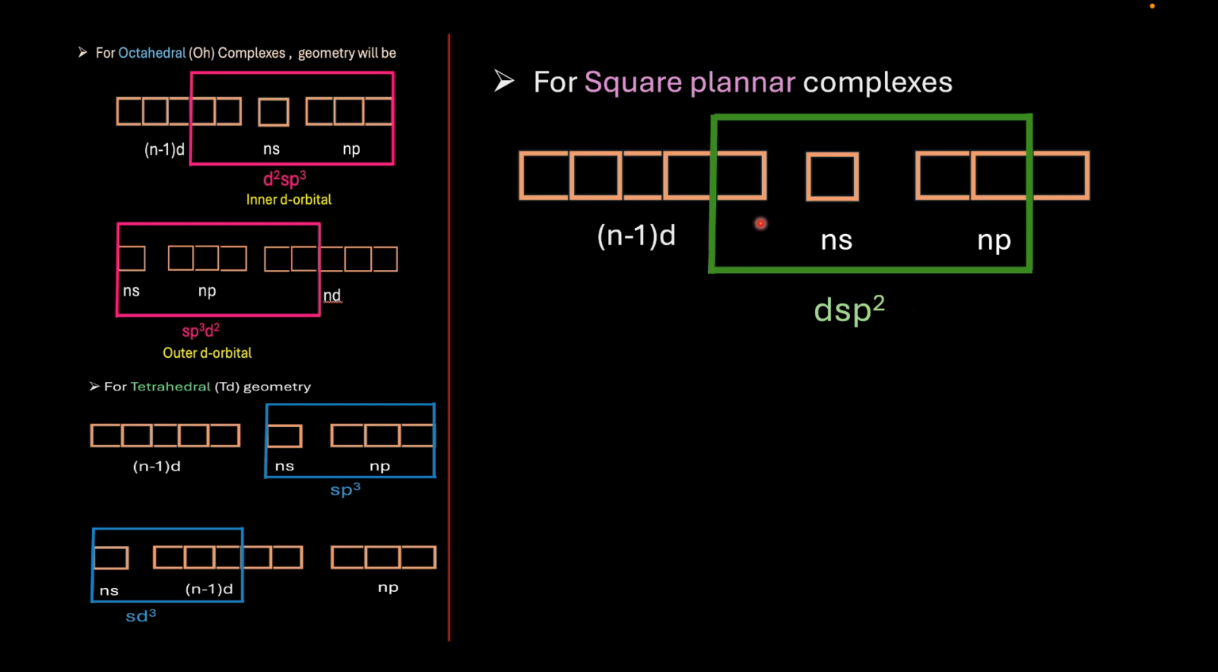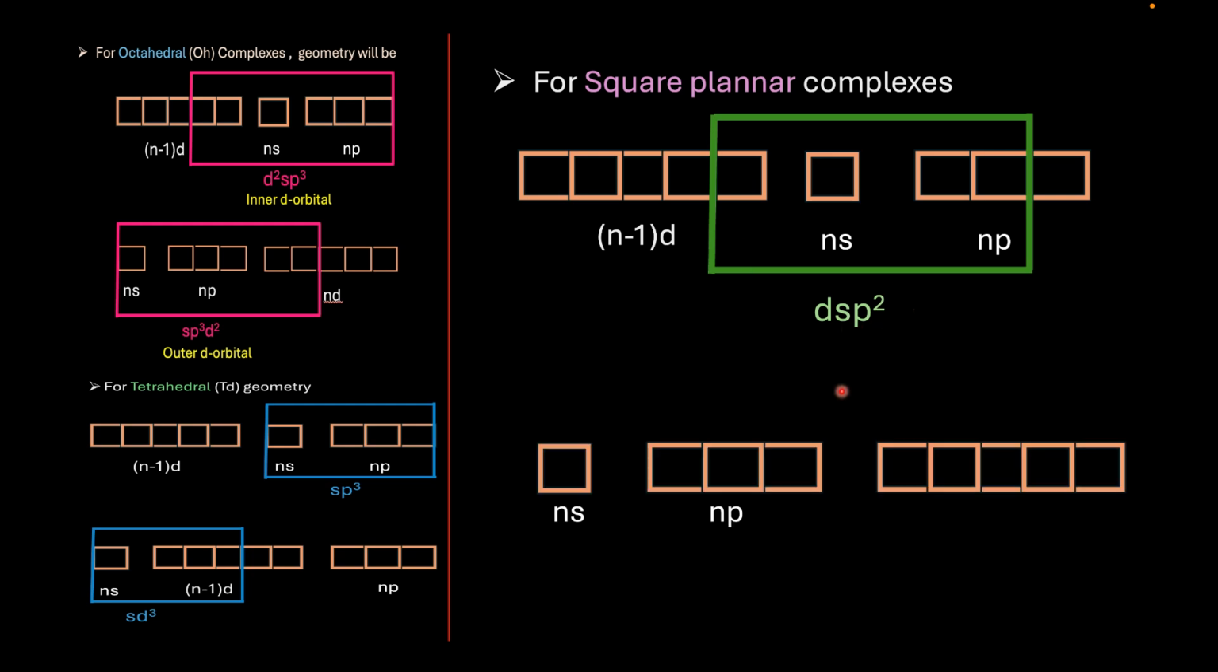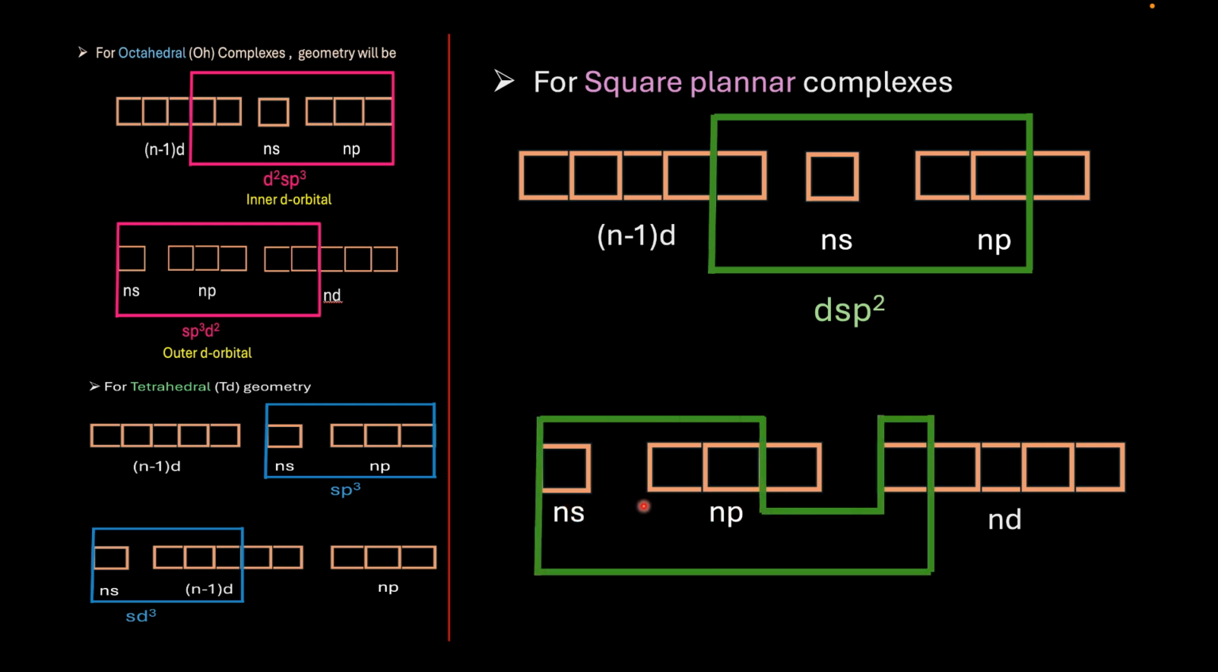Here, another special case is also present. That is where 3 orbitals are involved, 1 from ns, 2 from np and 1 from nd. And in this case, the hybridization will be sp2d for square planar complexes. But it is also not in our syllabus, so we will not talk about it.